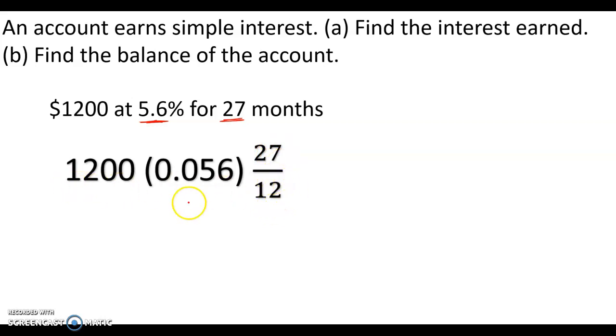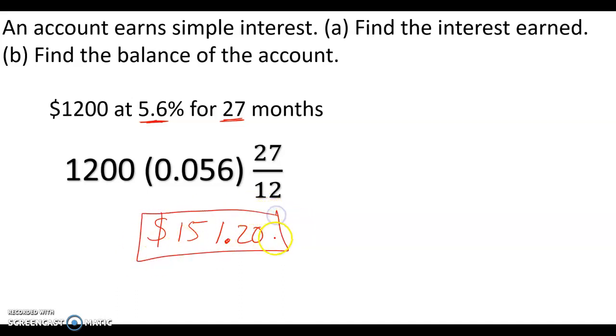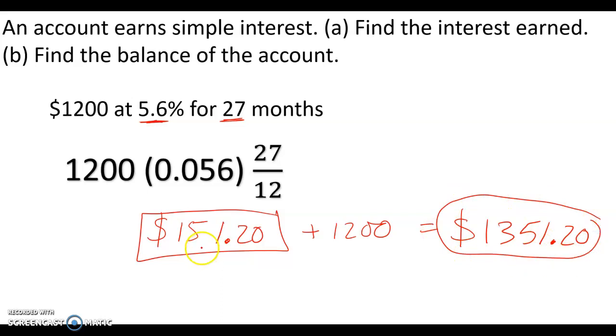So when we multiply all this out, we end up with $151.20. Then, that's part A, that is the interest earned. Part B says, what is the balance? So we're going to add to that the 1,200, which was the principal, and we end up with $1,351.20. So the interest is 151 bucks and 20 cents, and the balance is $1,351.20. All right, let's turn the page.